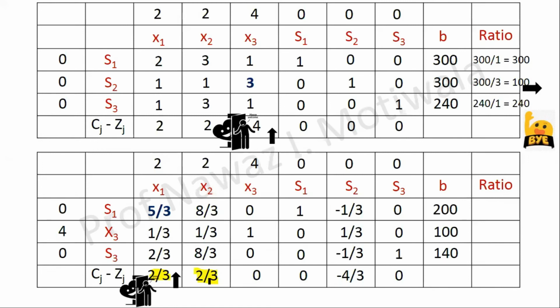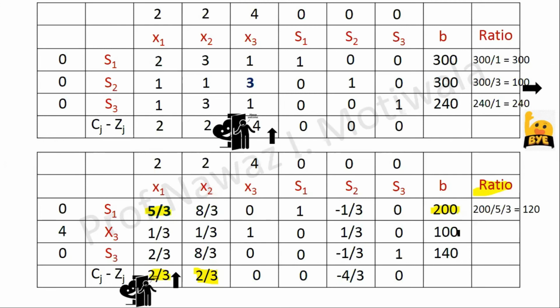So what is that someone? For the variable that is leaving the solution, we need to find the ratio. For the ratio, what we do is divide the value of b by the corresponding value in that particular column. So 200 divided by 5 by 3, I will get the answer 120.